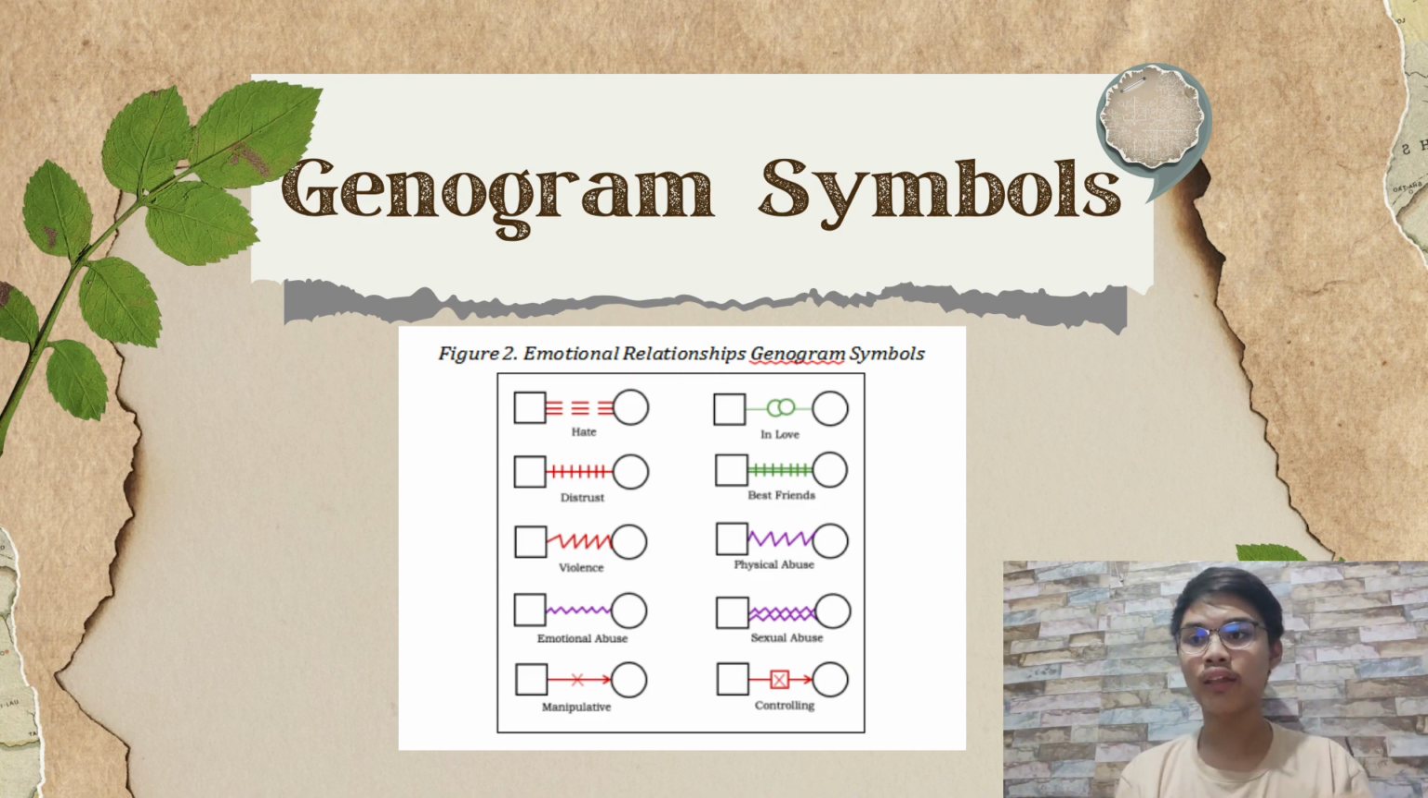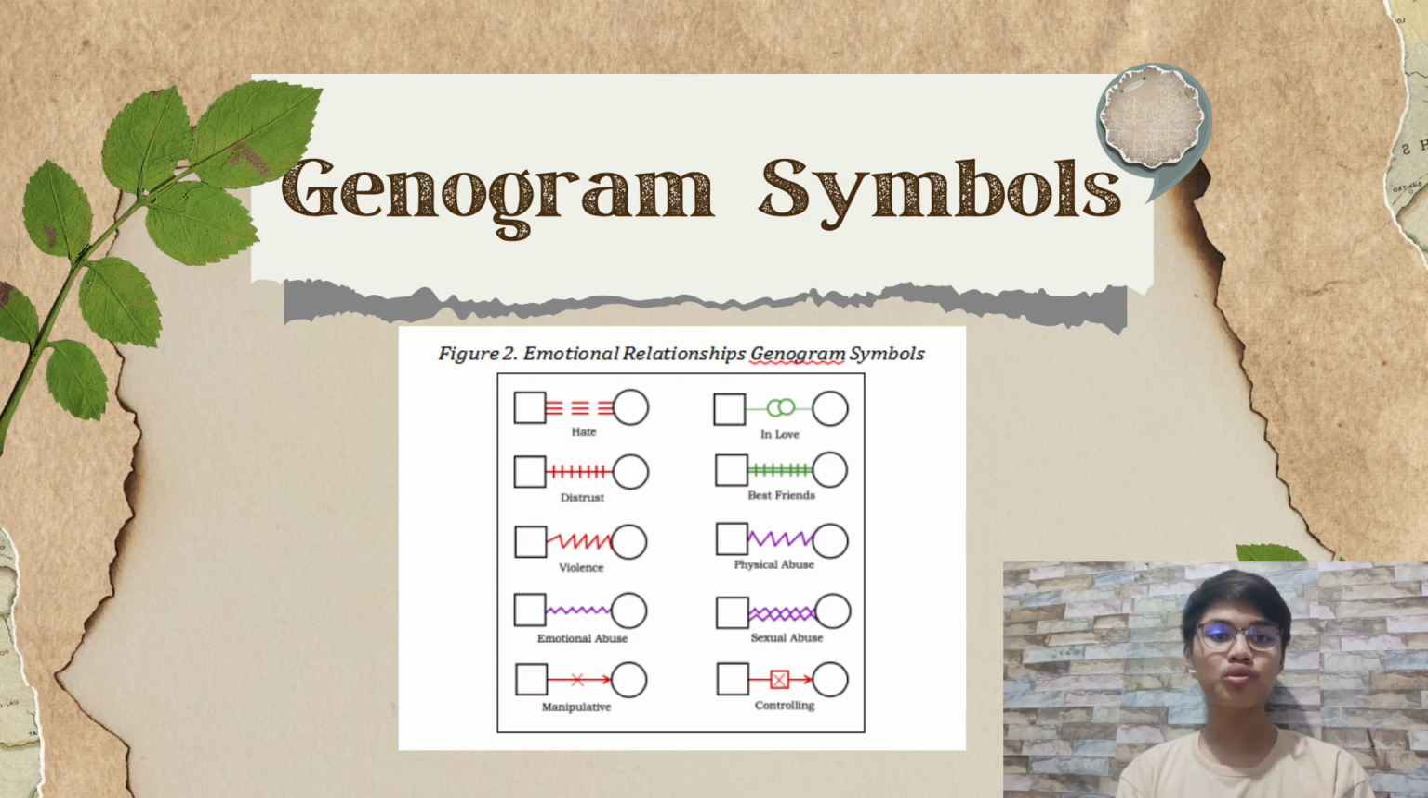A straight line with vertical lines which are parallel to one another. It also has the color red, just like hate. Next one is violence. Violence here is symbolized with a zigzag that is much narrower and has the color red. So remember that.